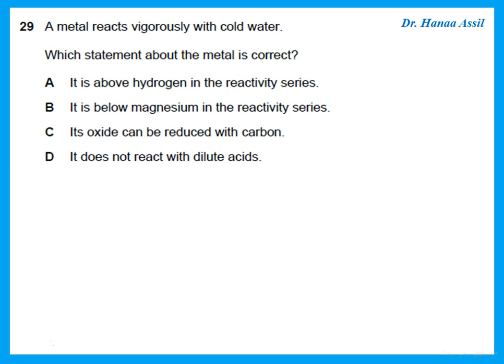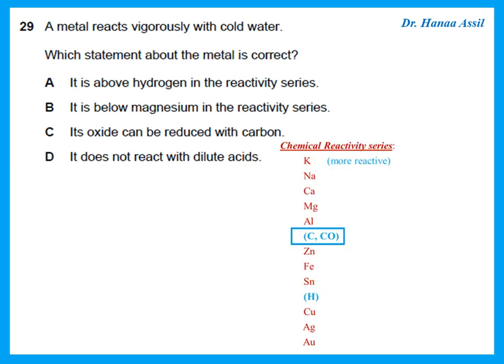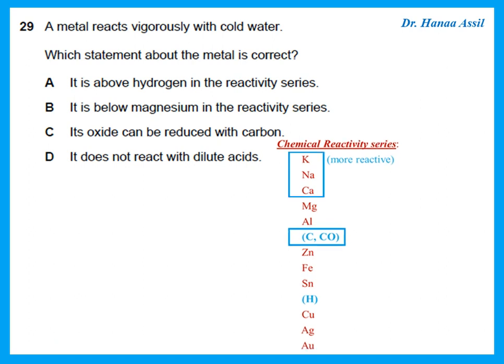A metal reacts vigorously with cold water. That tells us that it is a very reactive metal, up in the electrochemical series. Which statement about the metal is correct? It's above hydrogen in the reactivity series. Yes, it has to be above hydrogen in the reactivity series. It is below magnesium. No, because he says it reacts vigorously with cold water. That means it has to be in group 1 or up to calcium in group 2. So potassium, sodium, calcium. Magnesium reacts with steam, not cold water.